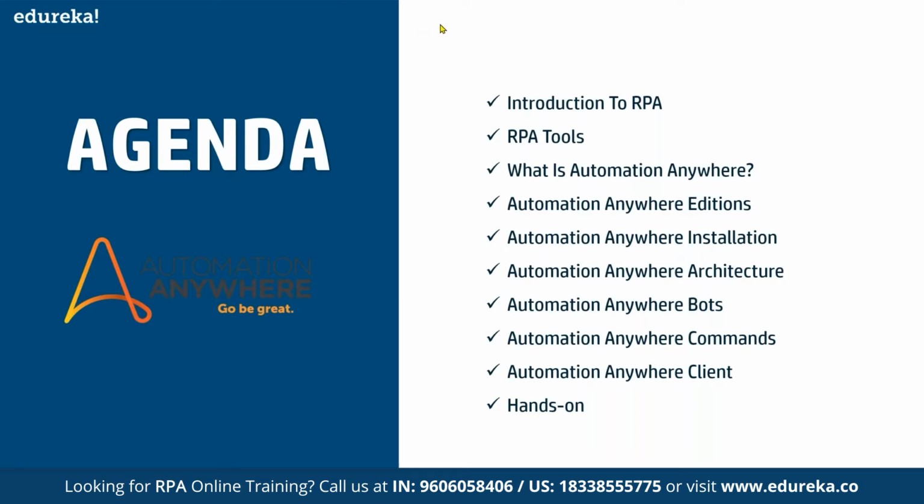So the agenda, what are we going to discuss in this session? We'll discuss the introduction to RPA, that is what is RPA. We will learn about the different types of RPA tools which are available in the market. We'll learn about what is Automation Anywhere, and about the Automation Anywhere editions, what are the various editions of the platform. We'll learn about Automation Anywhere installation, that is how we go about installing the platform. We will also discuss Automation Anywhere architecture, bots, commands and clients.